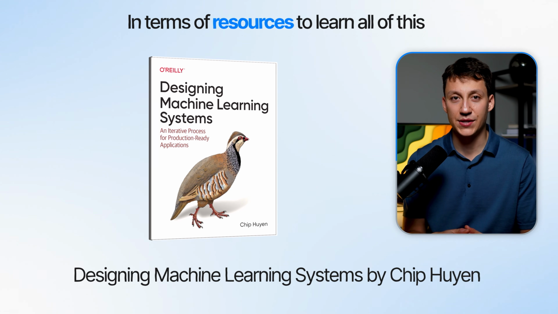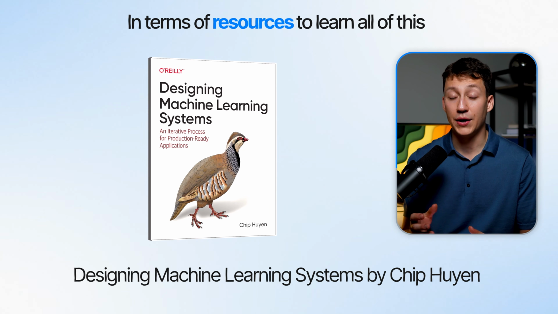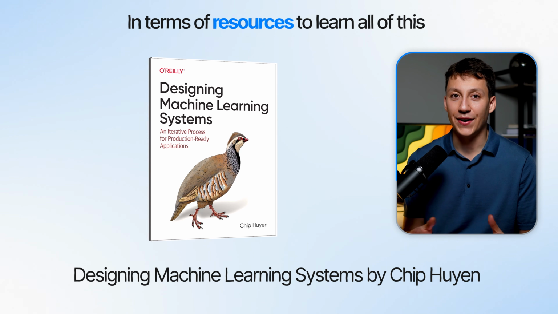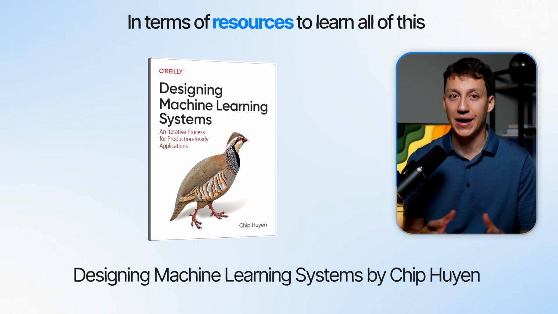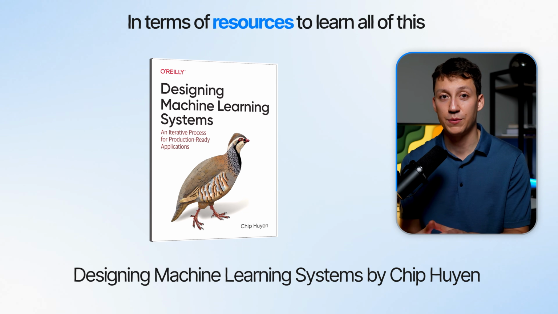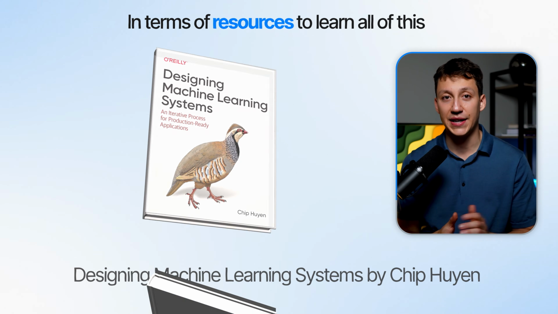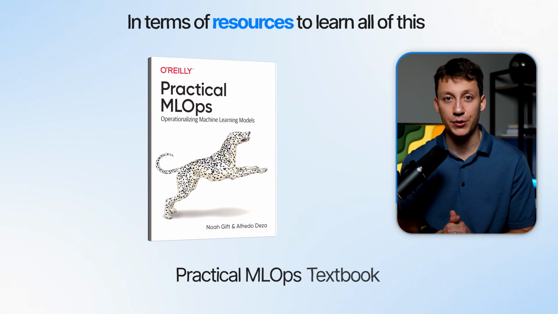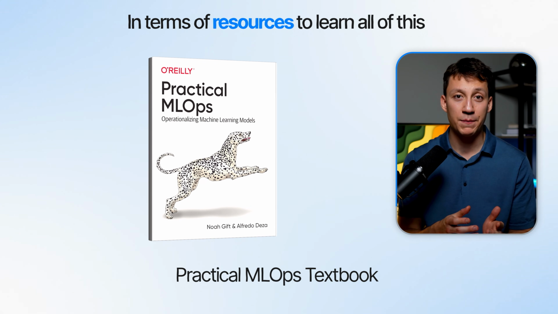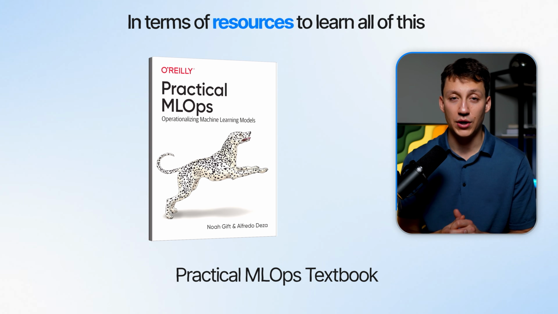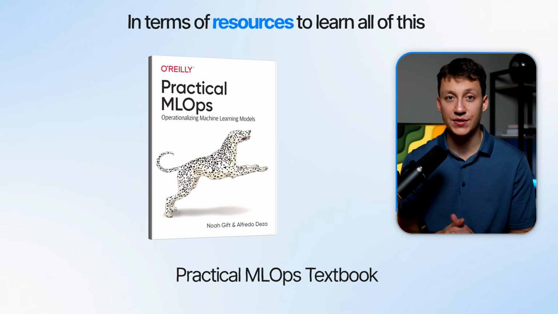Again, I've recommended this one so many times. It's written by Chip Huyen, who's probably the leading AI/ML practitioner when it comes to actually deploying algorithms into production. So you'll be learning from the best. Another book that I've used personally is the Practical MLOps textbook. This one is very similar to the previous one, so you don't need to use both, to be honest. But this is the one I used when I was learning a lot about production systems and how to deploy my models into production.